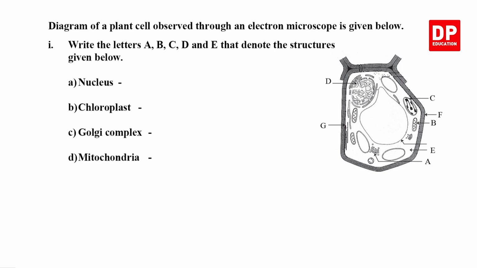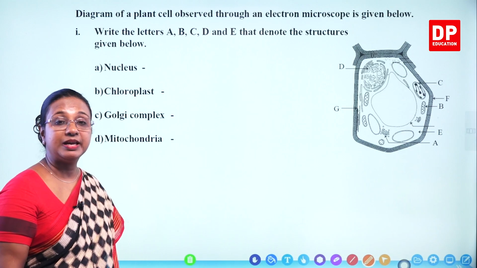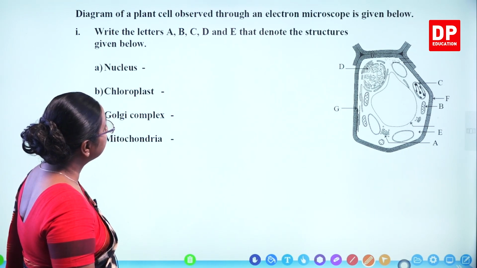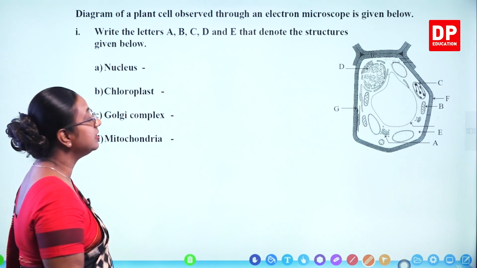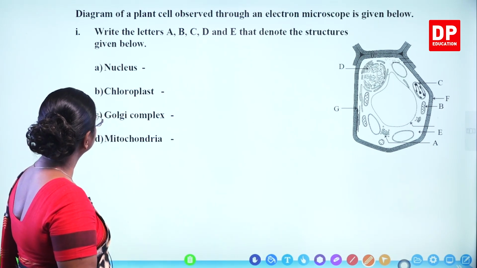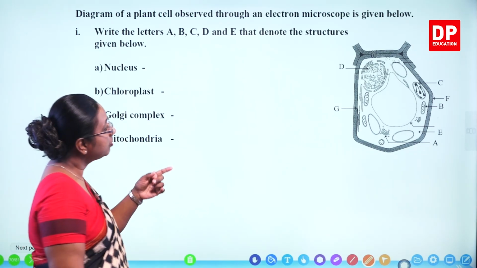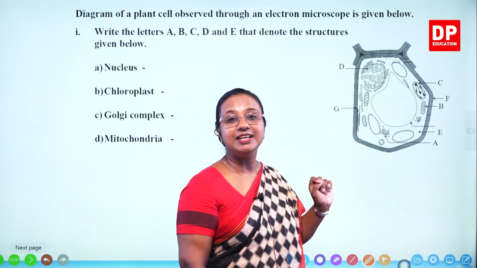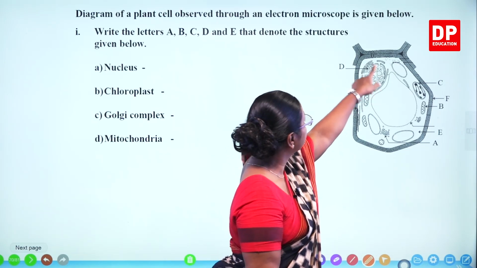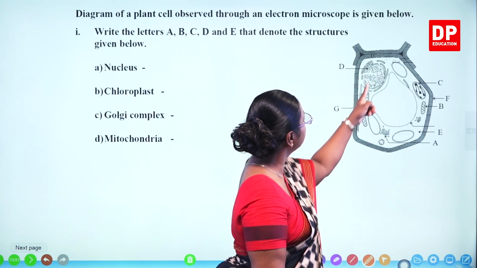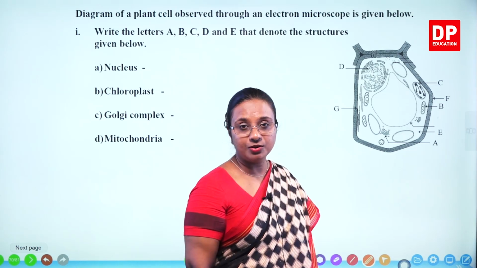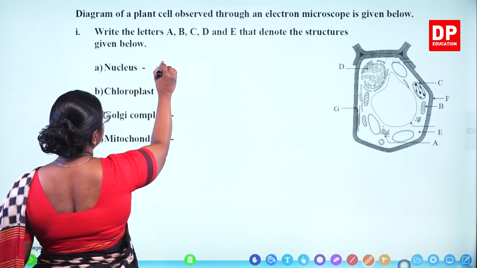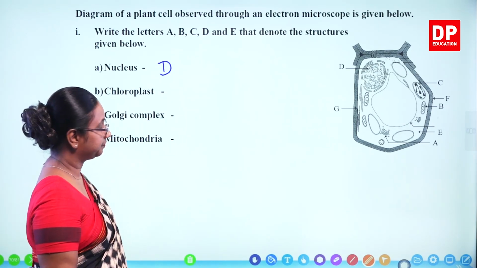Diagram of a plant cell observed through an electron microscope is given below. Write the letters A, B, C, D and E that denote the structures given below. So the first structure is nucleus. Out of the letters given here, observe the diagram. You can easily identify the nucleus. Here you can see the nuclear envelope, chromatin body and the nucleolus. So structure D is nucleus. So here you just need to write down the letter.